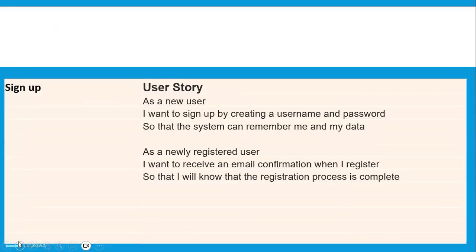Now, example user story for sign up. As a new user, I want to sign up by creating a username and password so that the system can remember me and my data. Another example, as a newly registered user, I want to receive an email confirmation when I register so that I will know that the registration process is complete. So can we see the "as a, I want, so that"? And that's the format it follows.